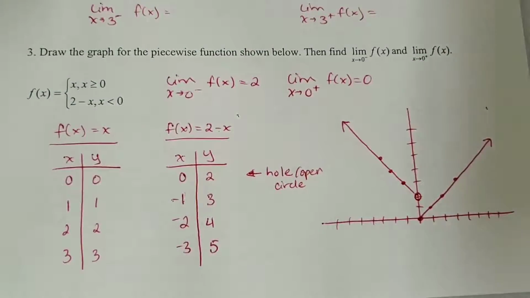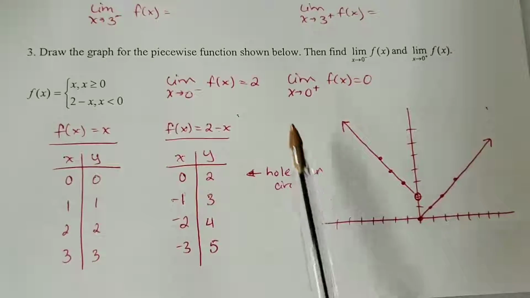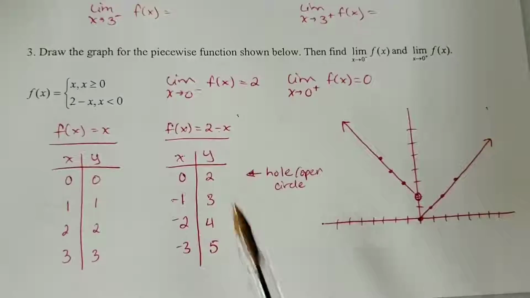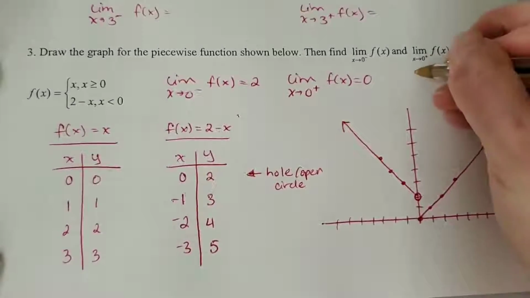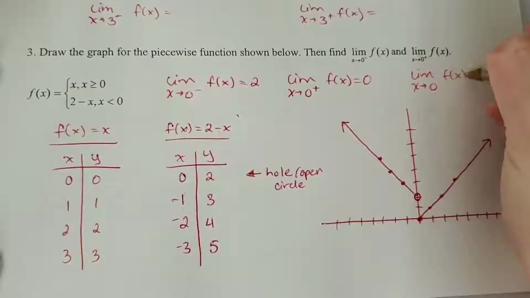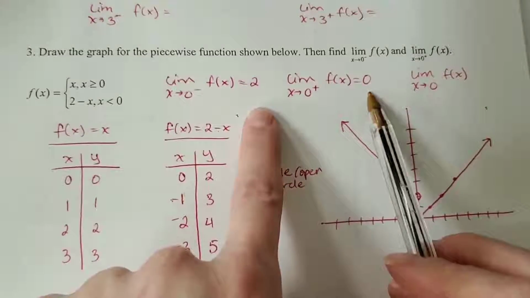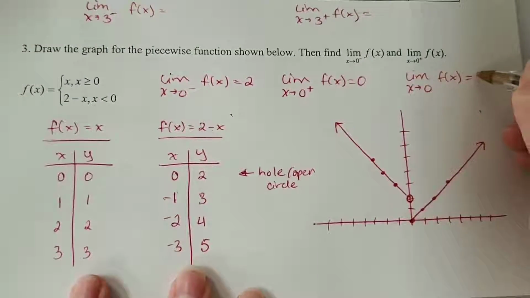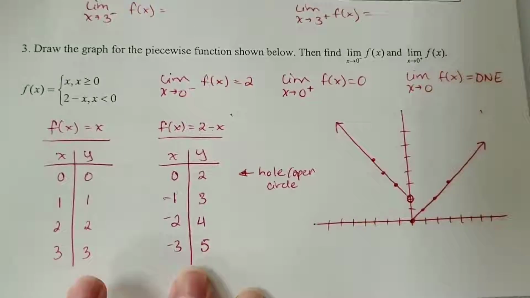So I can find a left-hand limit and a right-hand limit, but if I'm asked to find the limit overall, the limit as x approaches 0, because I'm coming to two different heights, I would have to say that the overall limit does not exist.